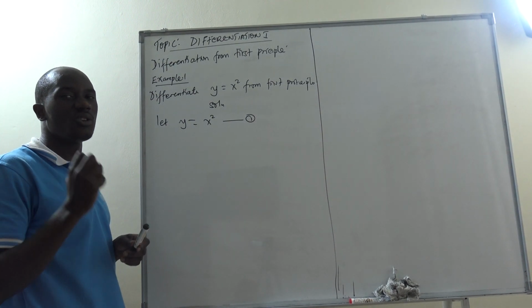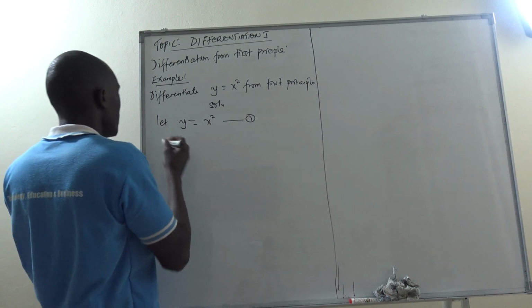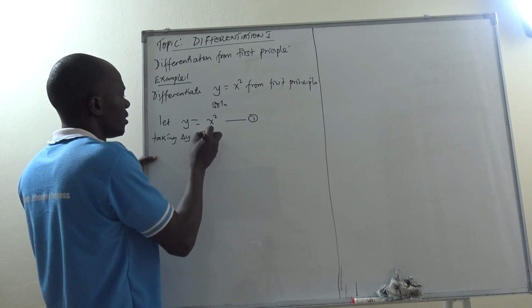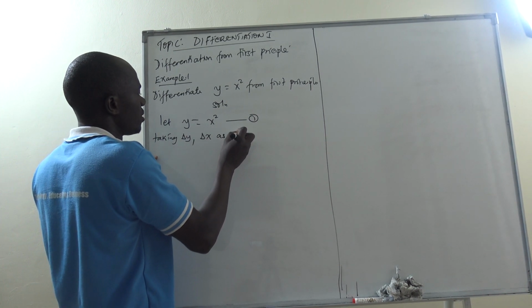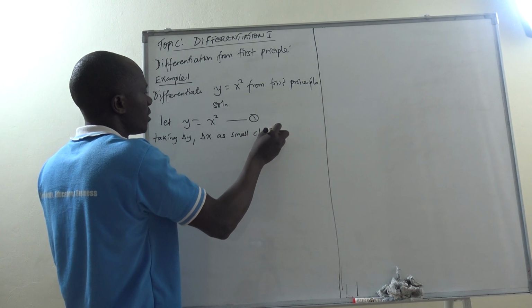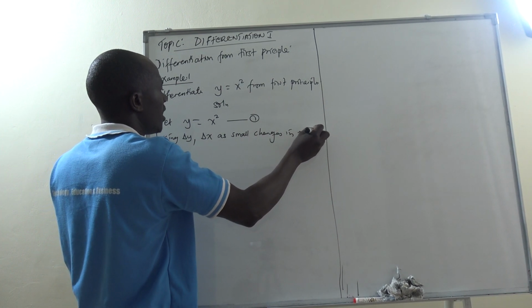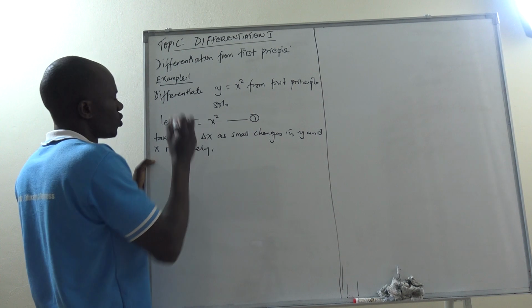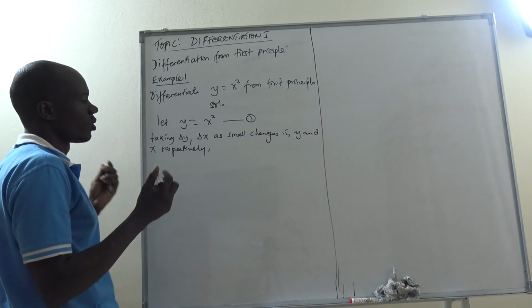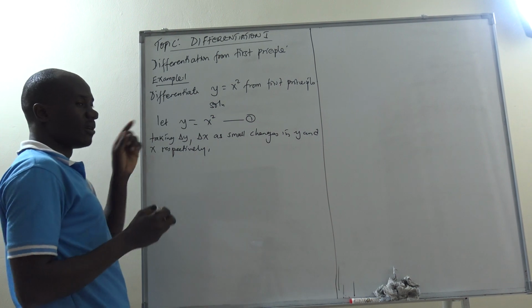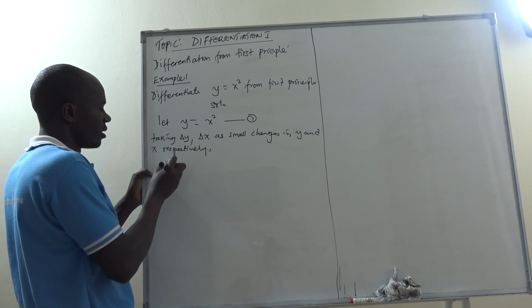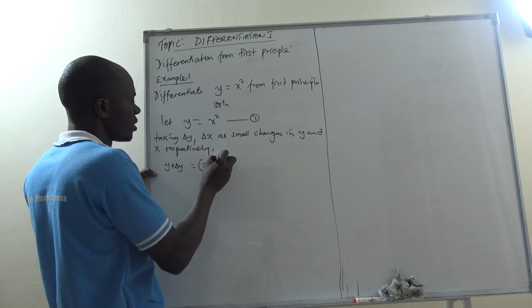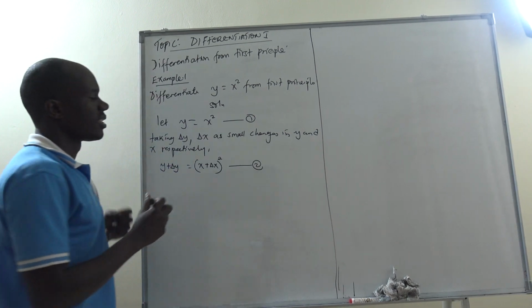Then here we normally use the idea of small increments or small changes. You can say, taking delta y, delta x as small changes in y and x respectively. So if we take small changes in y and x, you add them to that original equation. It's going to be y plus a small change in y equals x plus a small change in x, but the whole thing is what? A square.